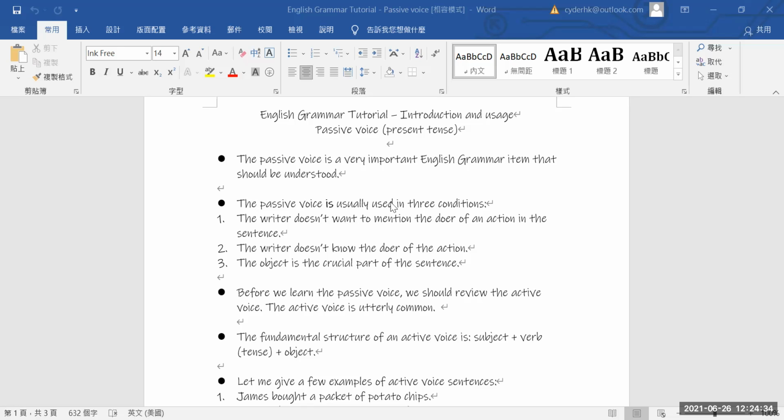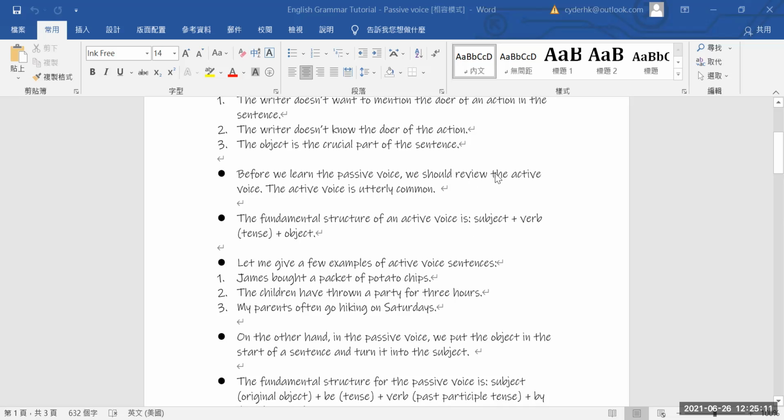The passive voice is usually used in three conditions. First, the writer doesn't want to mention the doer of the action in a sentence. Secondly, the writer doesn't know the doer of the action. Thirdly, the object is the crucial part of the sentence. When we talk about passive voice, we change the doer into the object, and we put the object in front of the sentence and make it the highlight or the spotlight. Before we learn the passive voice, we should review the active voice.